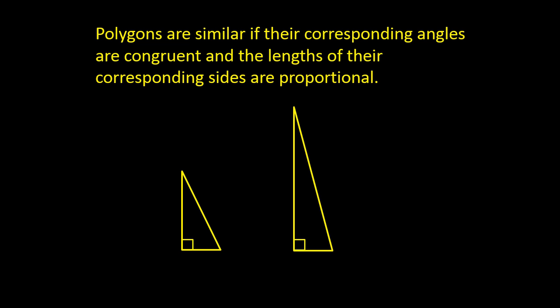How about these two right triangles? Are they similar? Well, they're not. If you look at the two triangles, the one is stretched taller than the other one. The one on the right is actually pulled longer in the vertical direction than it was in the horizontal direction. So these two are not similar.